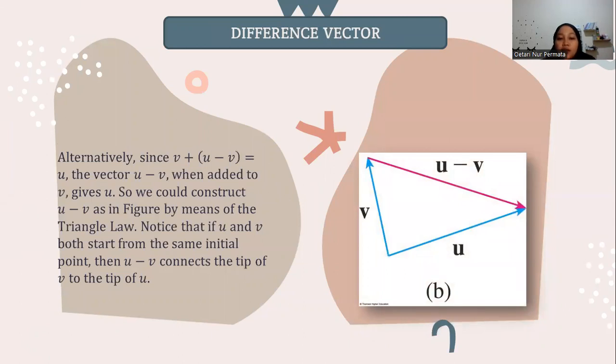Alternatively, since v plus u minus v equals u, the vector u minus v, when added to v, gives u, so we could construct u minus v as in the figure by means of the triangle law. Notice if u and v both start from the same initial point, then u minus v connects the tip of v to the tip of u.